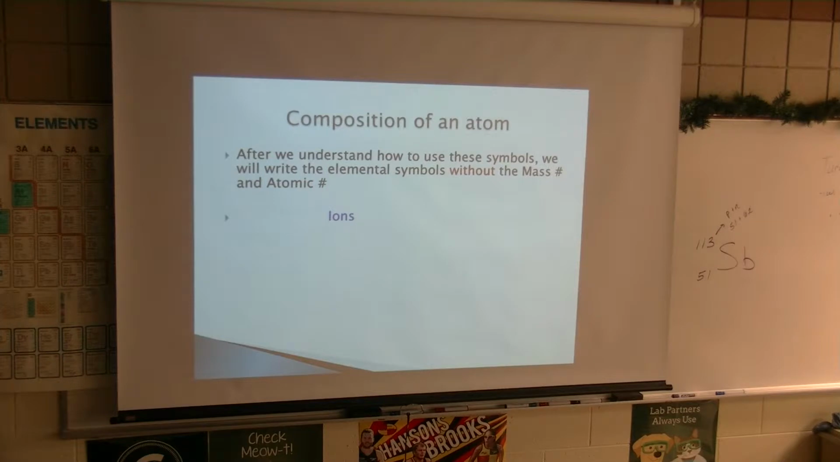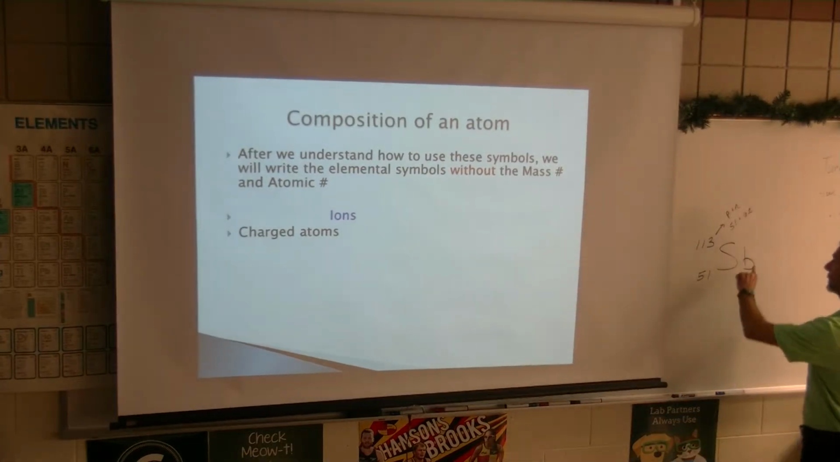And who knows what an ion is? Ian. An atom that doesn't have a neutral charge. Okay, all right. So we can say it's a charged atom. So an ion is simply a charged atom.